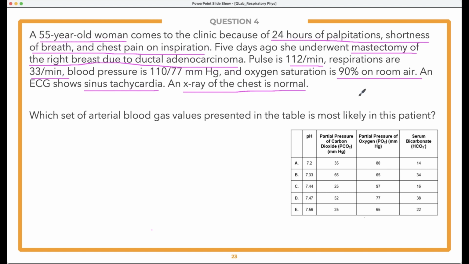What would connect all these things together, and what is a unifying diagnosis that would make all of this make sense? All right, let's think about that. We have our options already laid out for us. I don't need to wait for those, so we can look through the options here. They're different pHs. We got different PCO2s, we got different PO2s, and different bicarbs.